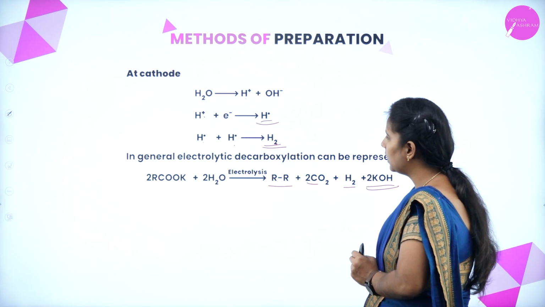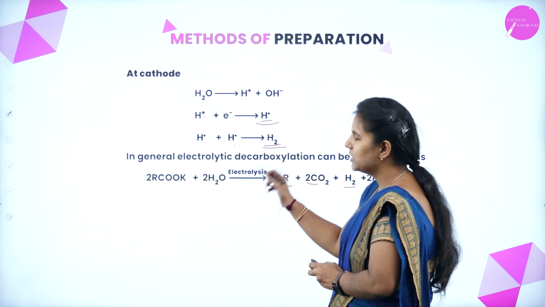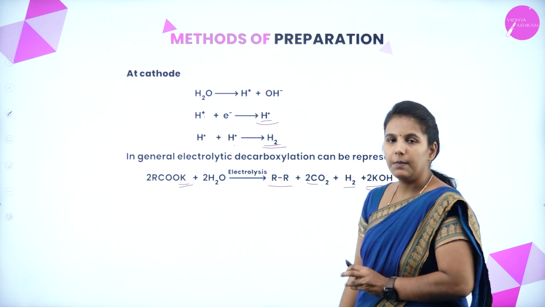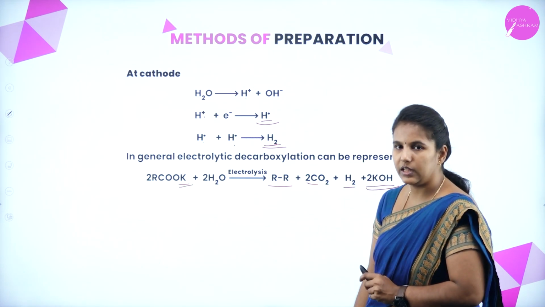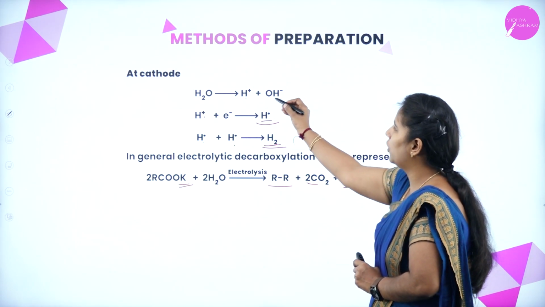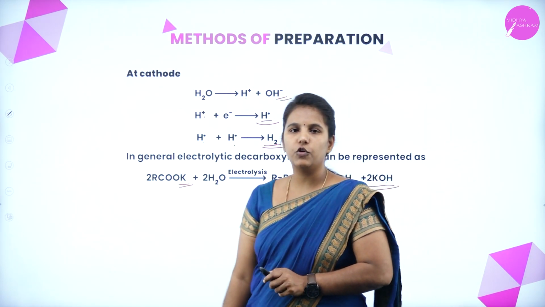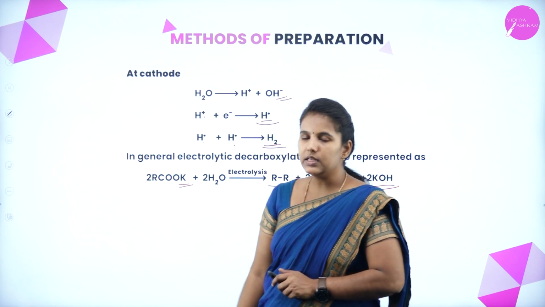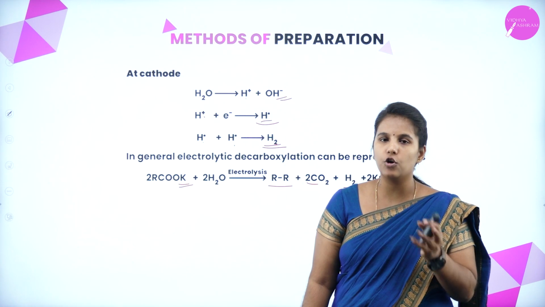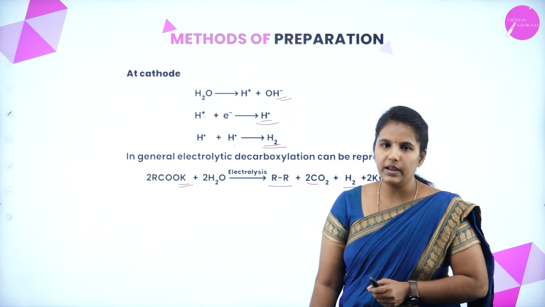How does this K come here? This K is mainly due to the potassium salt of carboxylic acid, which combines with the OH of the water molecule, forming KOH. This is how, when you apply the electrical field, especially at the anode, the alkanes will be formed.